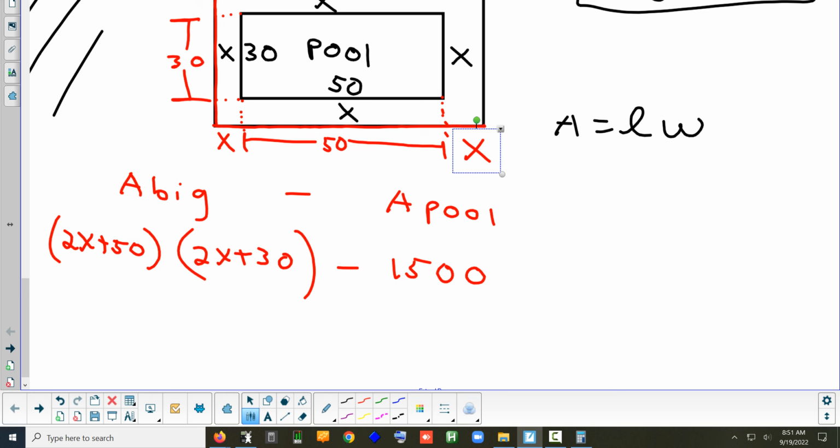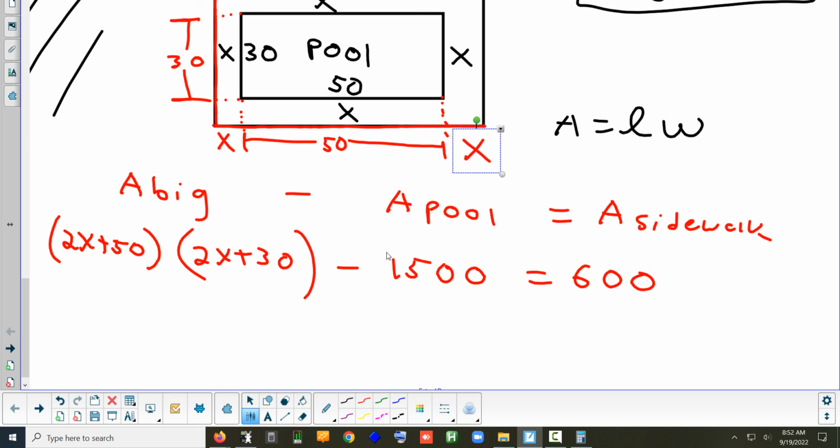So remember, this is the formula that's going to give you the area of the sidewalk if you subtract the big minus the pool. Now, they already told us the area of the sidewalk. How much is the area of the sidewalk in this problem? 600 feet. And there's our equation that we need to solve.